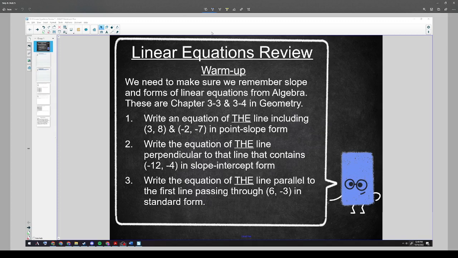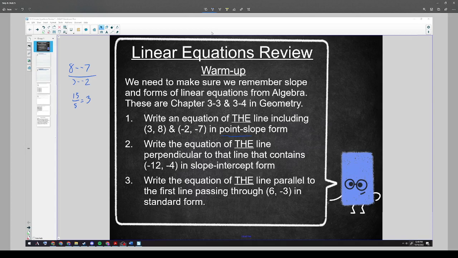Okay, so the line including (3, 8) and (-2, -7) in point-slope form. Well, we have points. What we need is a slope. So to find the slope, we use our 2 points and we find the change in y. So I could do that as 8 minus -7 over the change in x. I could do that as 3 minus -2. So I have 15 over 5. My slope is 3.